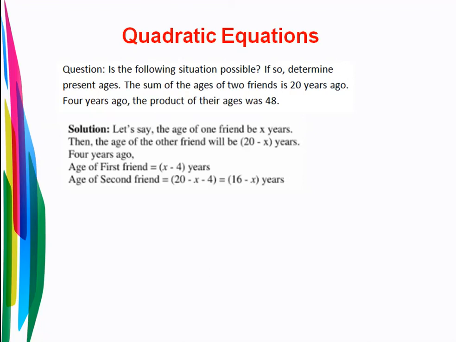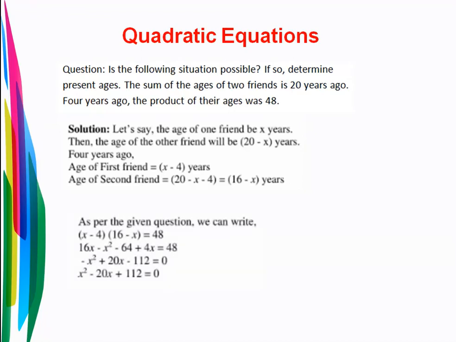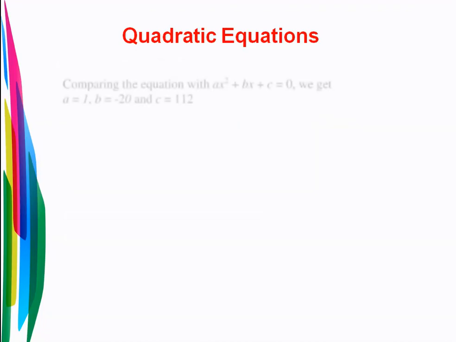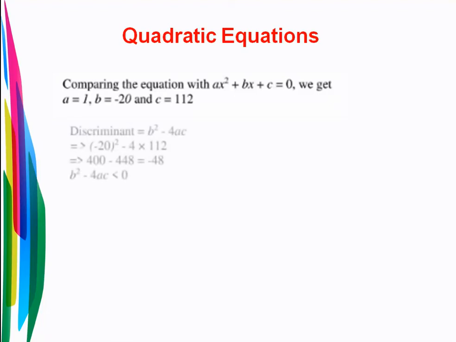According to the question, the product of their ages 4 years ago was 48. So x minus 4 into 16 minus x is equal to 48. Multiply the brackets, rearrange the terms, and I get x square minus 20x plus 112 is equal to 0. So I have my quadratic equation. I will find the discriminant now. If you are able to solve by middle term splitting, it's well and good. If not, use the quadratic formula. First find the discriminant and let's see what it is.